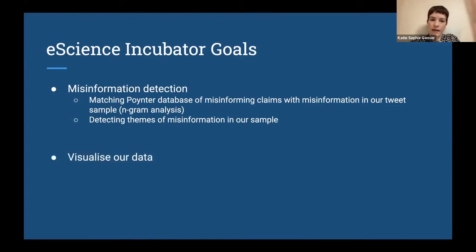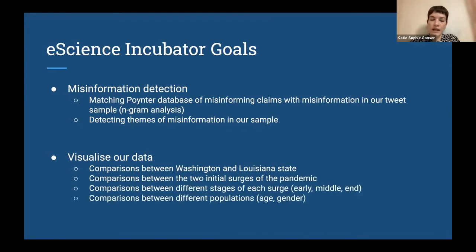And then the other goal that we had was to visualize our data. So we wanted to have a tool that first we could use internally for both the UW team and the LSU team, so that we could look at some of the broader patterns in our data. And because we have so many different elements that we can consider, we wanted to visualize comparisons between Washington and Louisiana State, also between the first 2 surges of the pandemic. We also wanted to look at comparisons between different stages of each surge and comparisons between different populations, because we have age and gender of users. We've been using M3 to infer that.